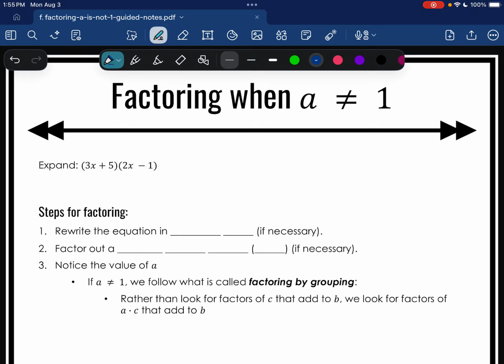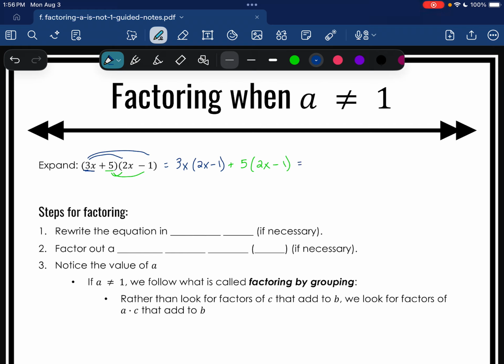So I'm going to start by double distributing. Really means I'm taking this 3x and multiplying it by this whole binomial here. So I don't normally write it out this way, but essentially this is what's happening, right? I'm taking 3x and multiplying it by this binomial 2x minus 1. I'm taking this 5 and multiplying it again by this binomial 2x minus 1.